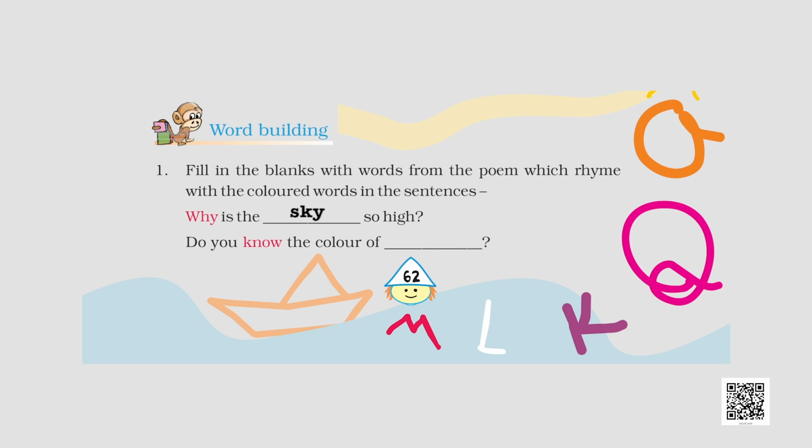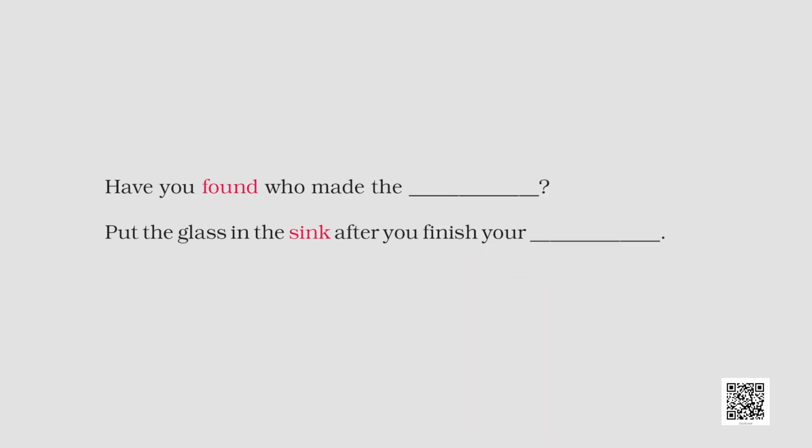Let's try the next one. Do you know the color of blank? So, you have to fill the word from the poem which rhymes with no. Yes, the word is blow. Do you know the color of blow? Look at page 63. Have you found who made the dash? A word from the poem rhyming with found.